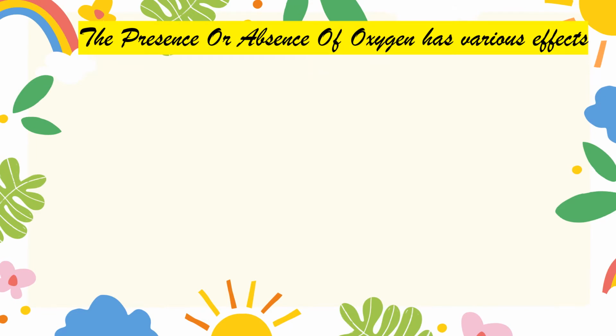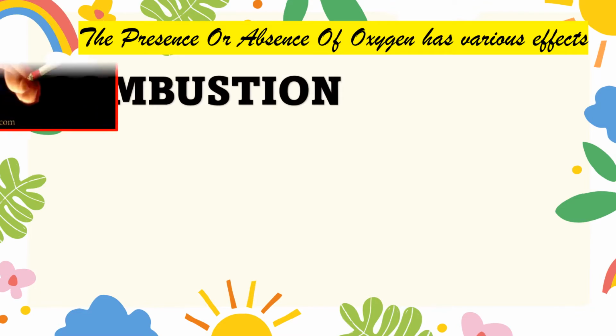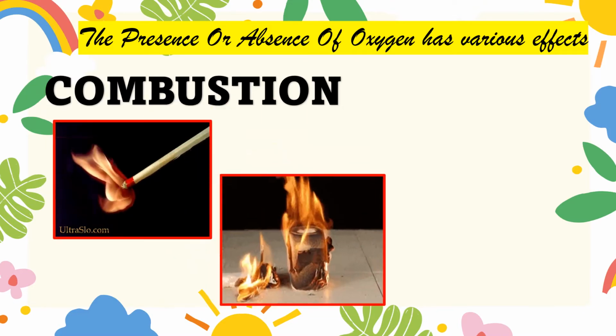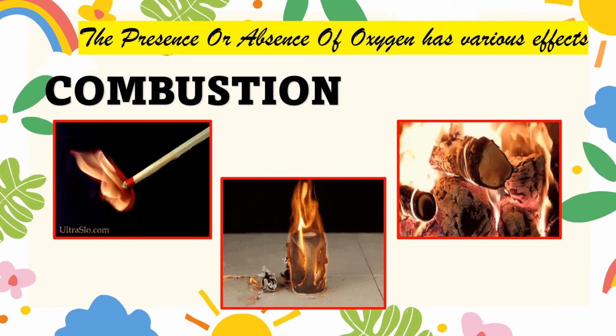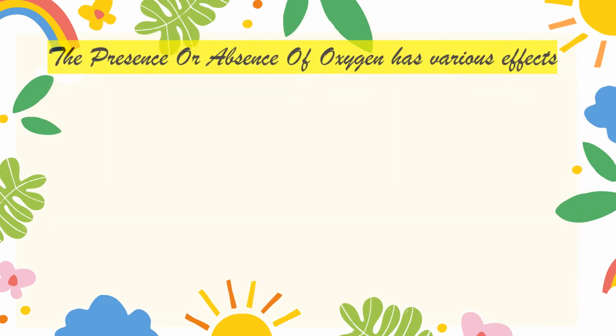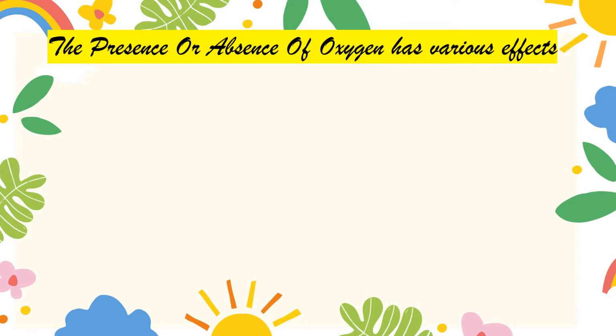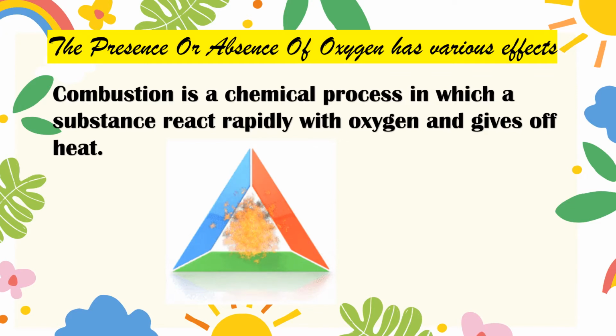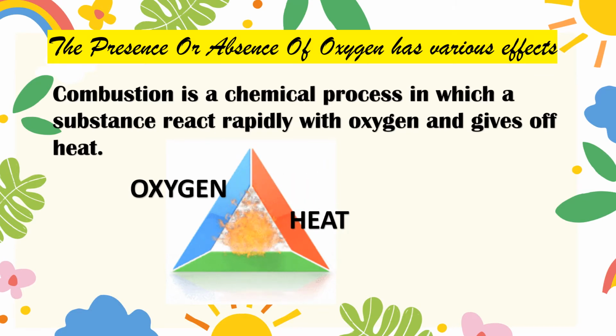One of the various effects of oxygen on matter can be observed in the process of combustion. Let's take a look at this: burning matches, burning paper, and burning wood. Combustion is a chemical process in which a substance reacts rapidly with oxygen and gives off heat. These are oxygen, heat, and fuel. Fire is present if these elements are provided in the right amount.